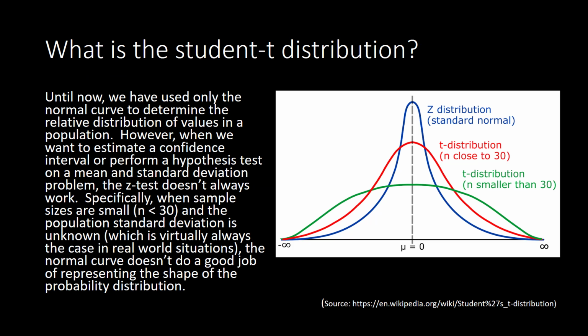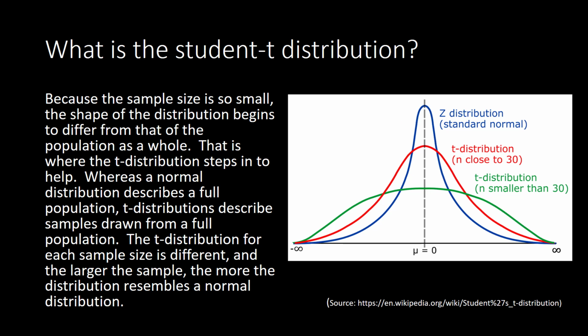Let's begin. What is the student t distribution? Until now, we have only used the normal curve to determine the relative distribution of values in a population. However, when we want to estimate a confidence interval or perform a hypothesis test on a mean and standard deviation problem, the z-test doesn't always work, specifically when sample sizes are small, n is less than 30, and the population standard deviation is unknown, which is virtually always the case in real-world situations.